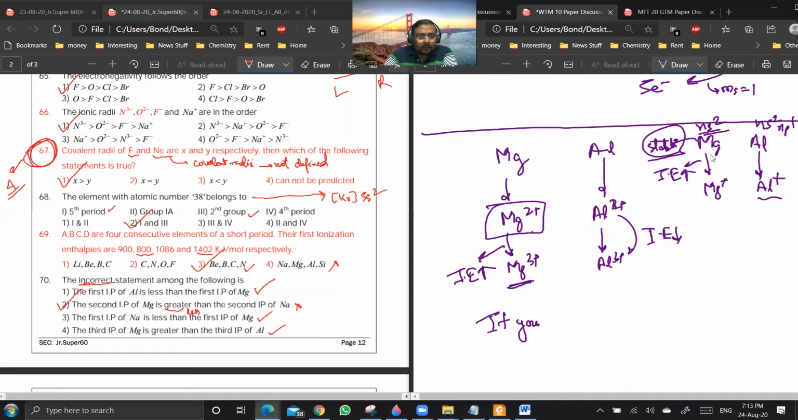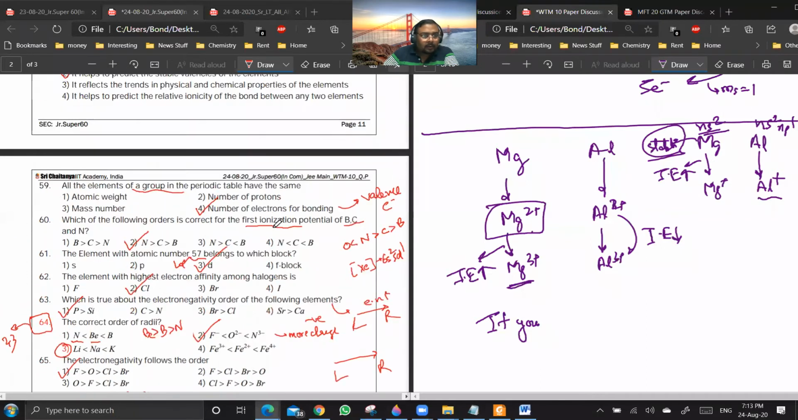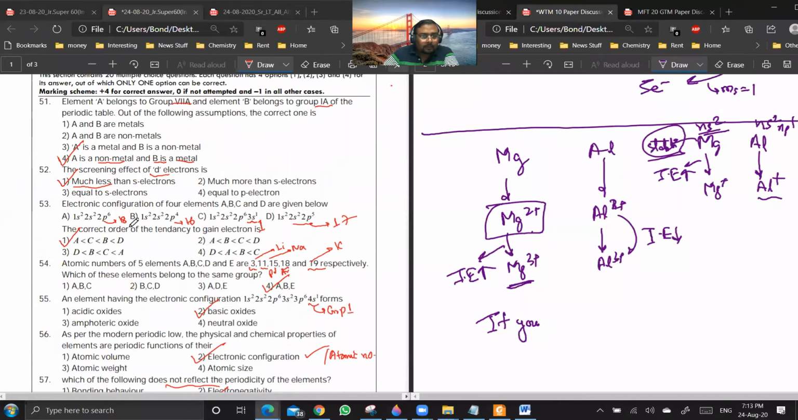Okay. Sir, can you explain the 53rd question? 5-3. This one. Sorry, 52nd, not 53rd. 52nd is simple, no? The screening effect of d electrons. Screening is the shielding effect. We know that d electrons have poor shielding, much less than s electrons. S electrons have the highest shielding effect because penetration power is high; they are closer to the nucleus. Getting my point? Yes or no?